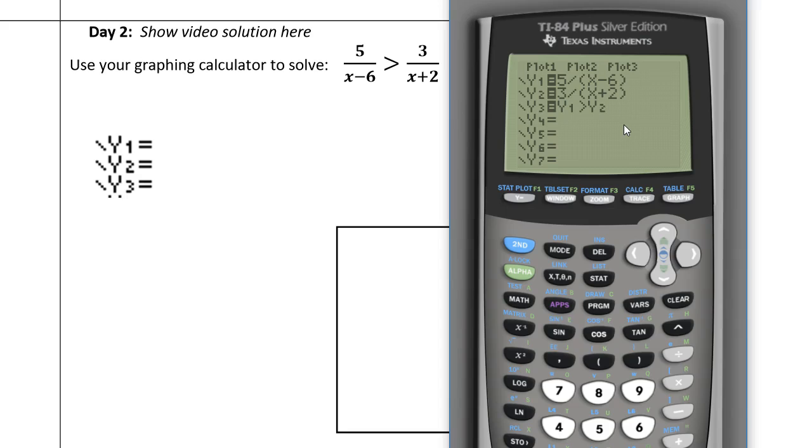Now before I push graph, I want to talk about what this is going to do. This is going to tell us all of the x values for which y1 is greater than y2. And it's going to show us those x values by drawing a horizontal line at a height of +1. And it will draw a horizontal line at a height of 0 to be the x values for which y1 is not greater than y2. This is called a logical test, and it gives only 2 outputs. It outputs 1 if the test is true, and it outputs 0 when the test is false. So let's push graph and take a look at it.